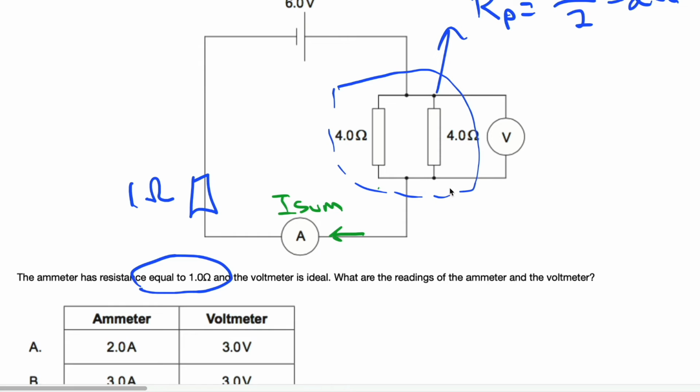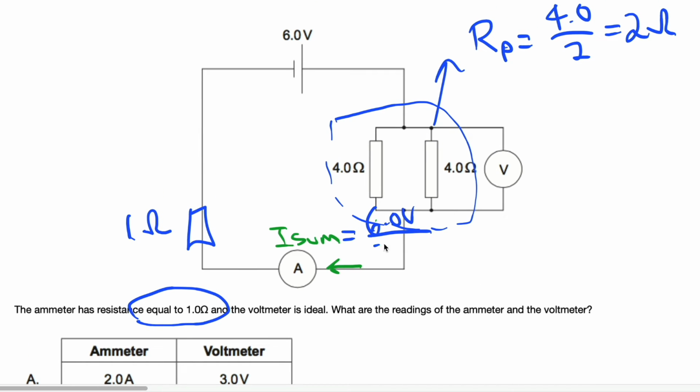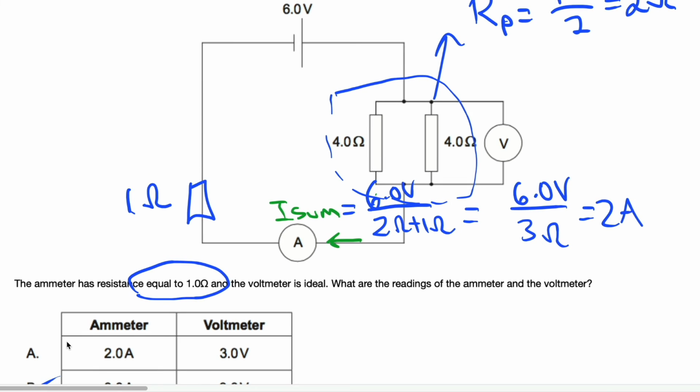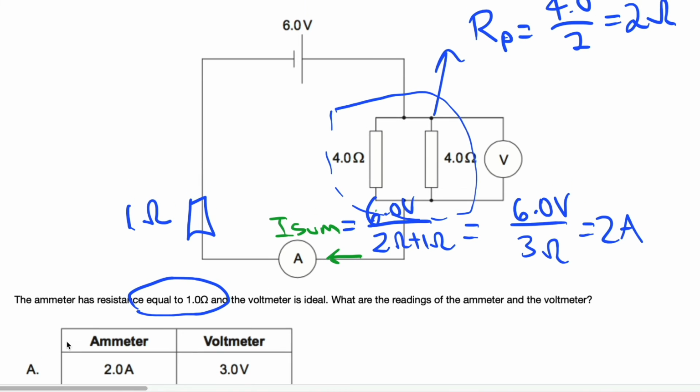So our current is equal to the electromotive force, 6.0 volt, divided by the sum of resistance, which is 2 ohm plus 1 ohm. This is equal to 6.0 volt divided by 3 ohm, and this is equal to 2 ampere. So you immediately know that B and D are wrong. And now you just need to know the rating on the voltmeter.